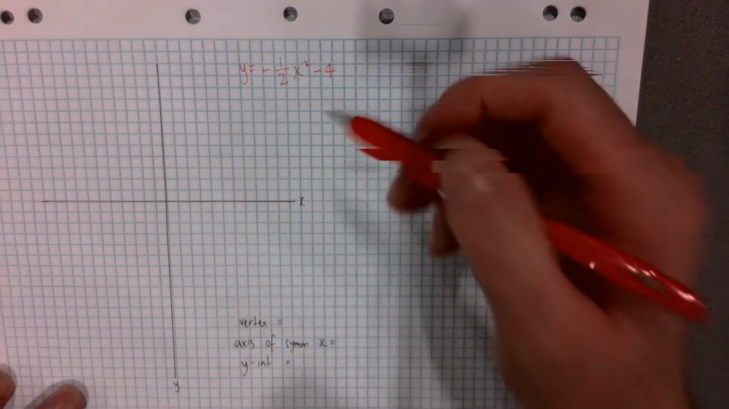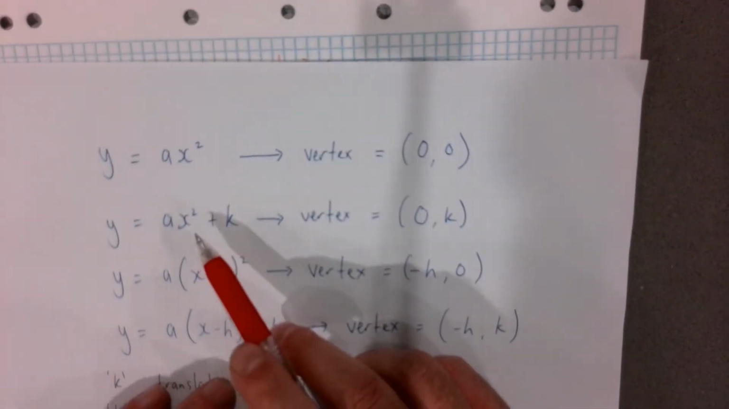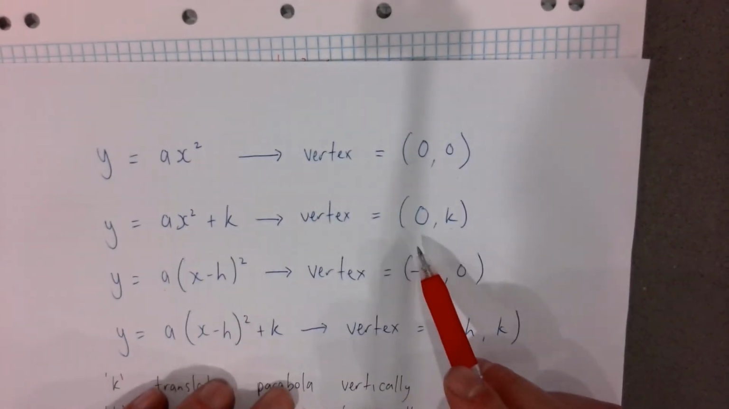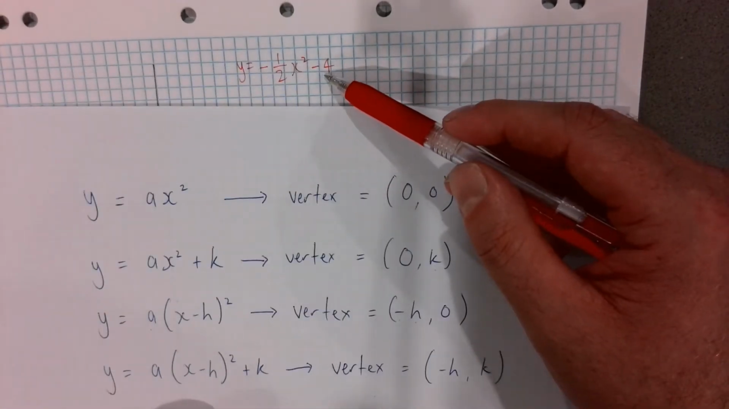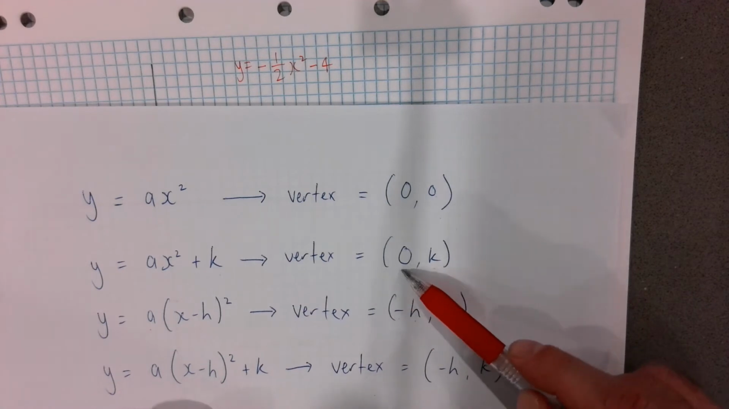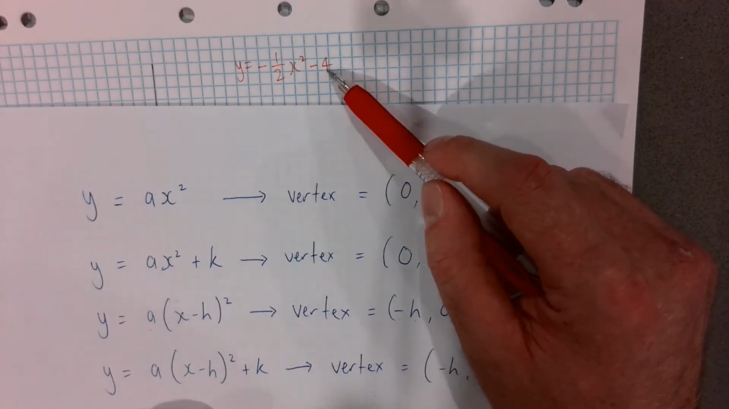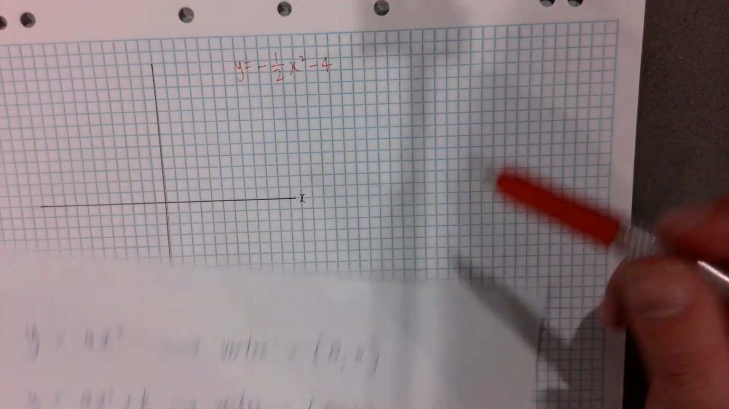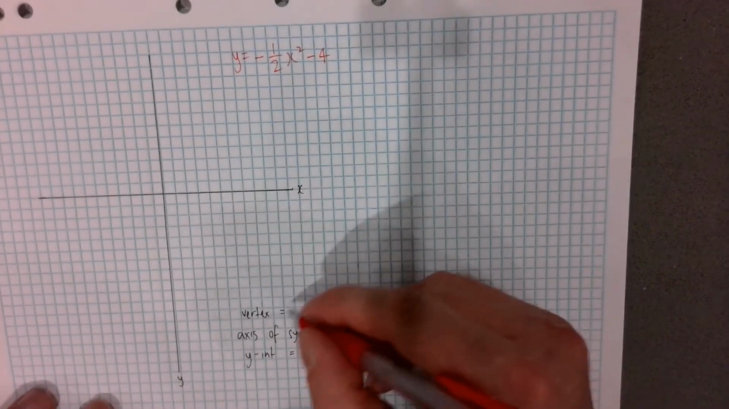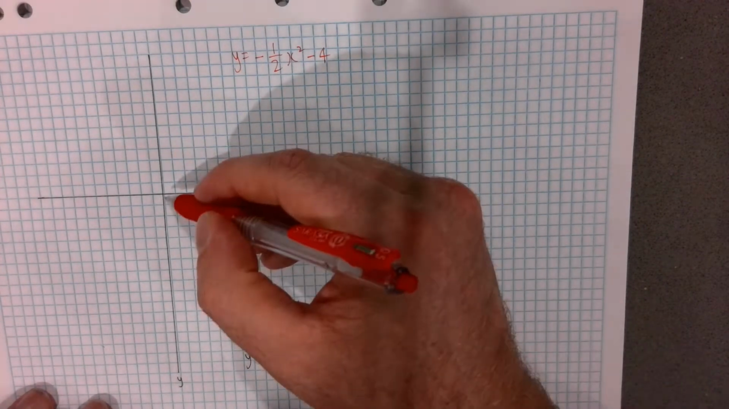Okay, so again, from this information we know that minus 4 is the value of k. We know there is some vertical translation. The vertex is going to be at the coordinates 0, comma, whatever that value of k is. So in this case it's minus 4, my vertex is 0, minus 4. We can go ahead and mark that in.